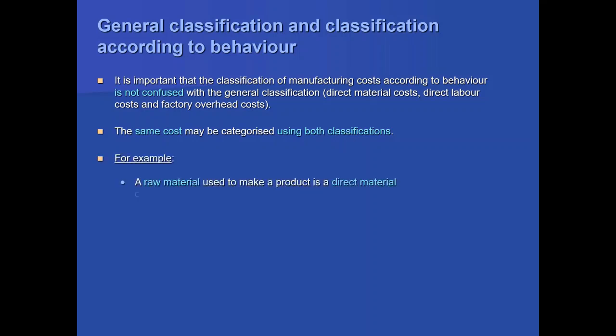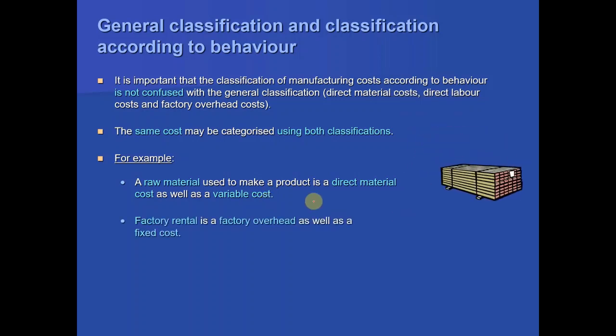For example, a raw material used to make a product is a direct material cost, but it's also a variable cost in terms of behavior. So general classification, direct material. According to behavior, a variable cost. Factory rental is a factory overhead. So that is general classification as well as a fixed cost if we think in terms of cost behavior.